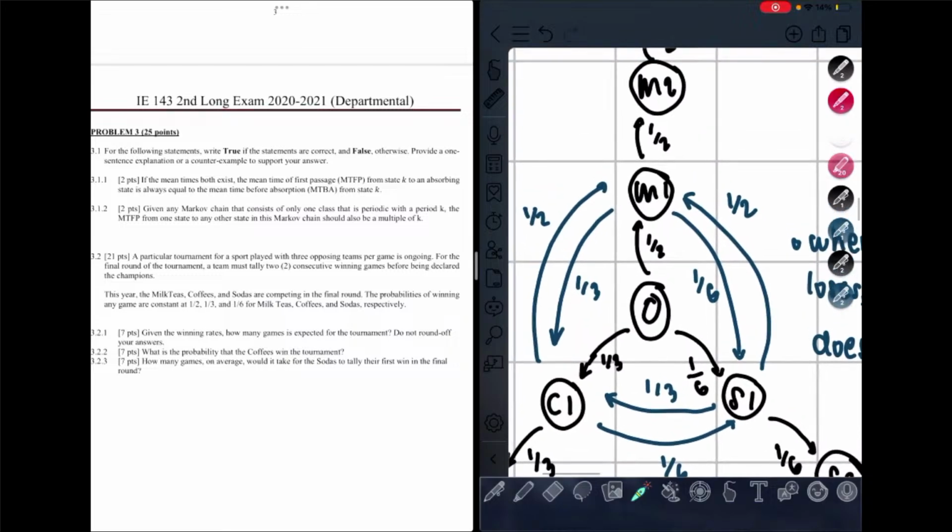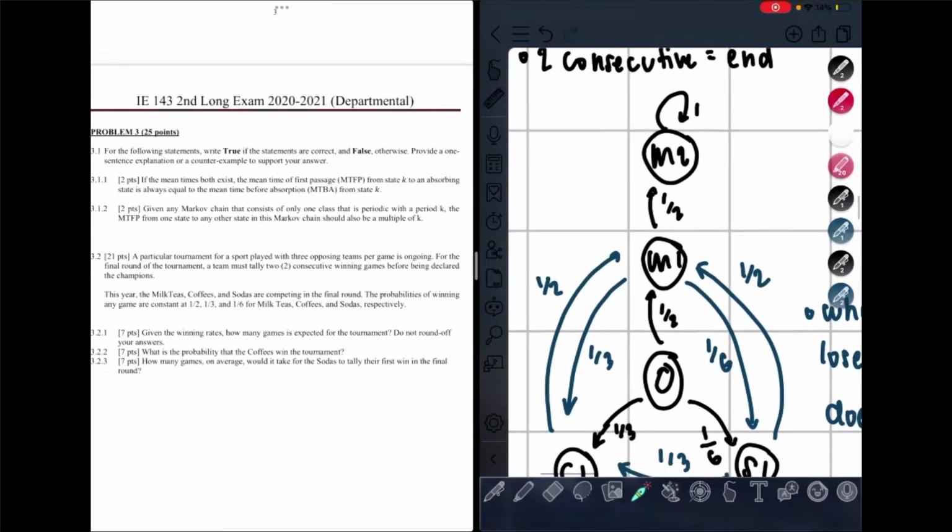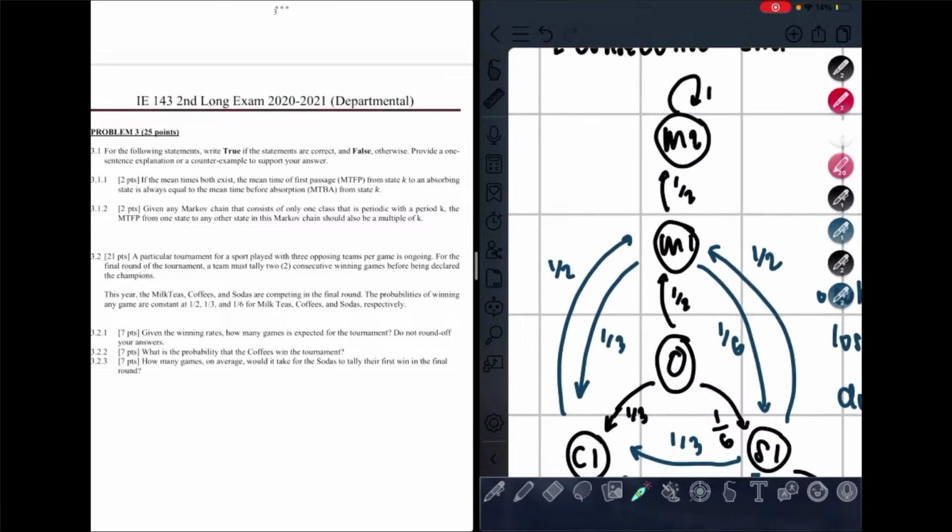What about the ones in the middle? Imagine now that the milk tea won the first game, but there's a chance that they lose. Let's say, for example, they lose and it's the coffees that won. Because the probability of winning any game is constant regardless of the win streak, right? So it's 1/3. There's a 1/3 chance that the coffees win.